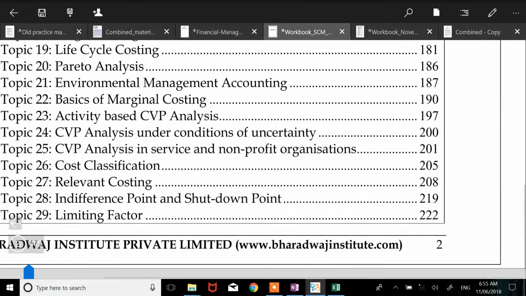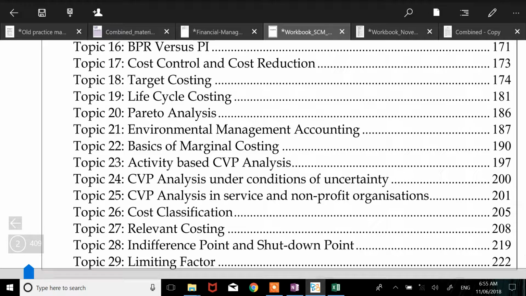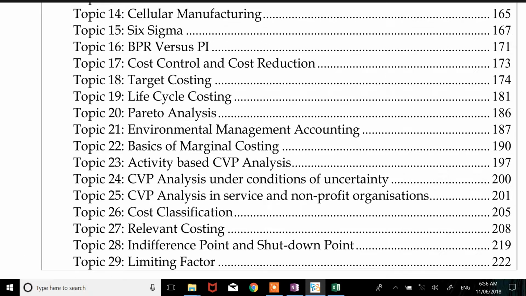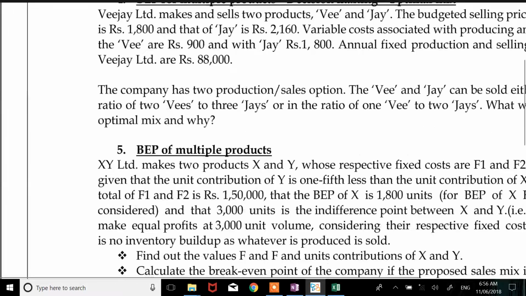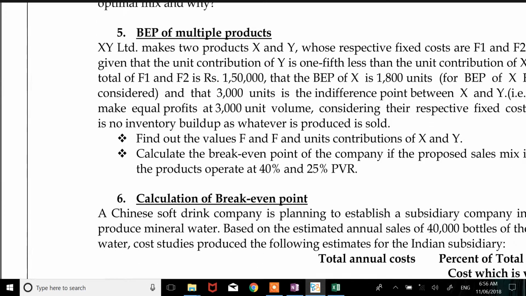In marginal costing we had started with basics of marginal costing. There also I had left out a few problems in basics of marginal costing. Those problems I can complete after doing one concept. So I was waiting for, in basics of marginal costing, what are the sums pending? I think question number 5 would be pending.